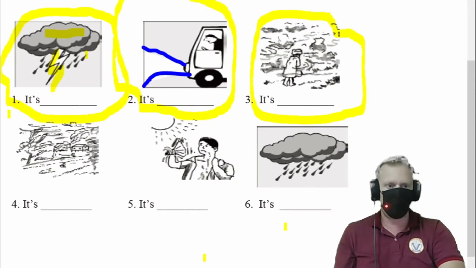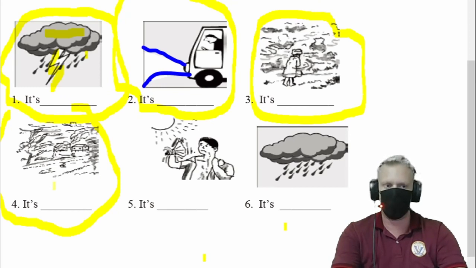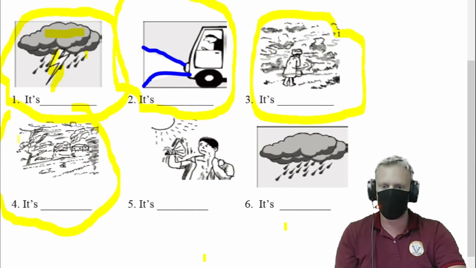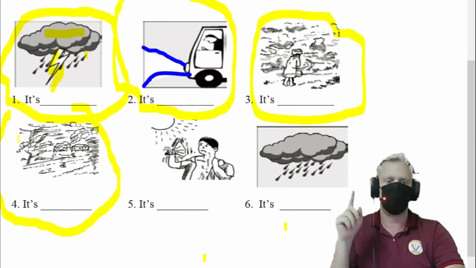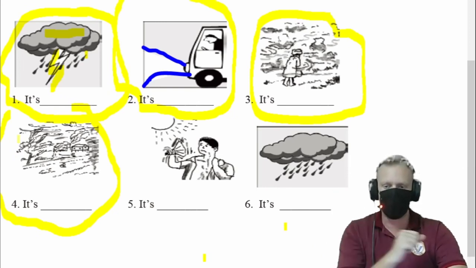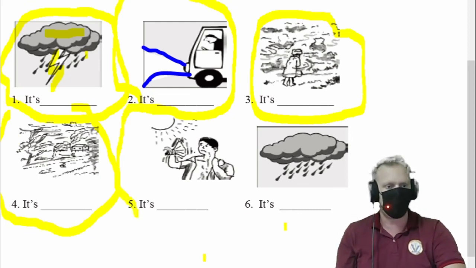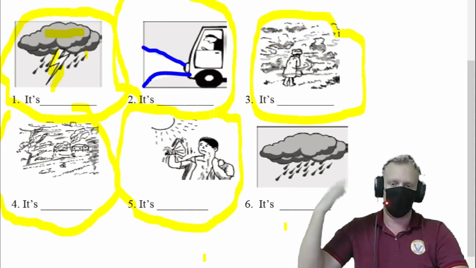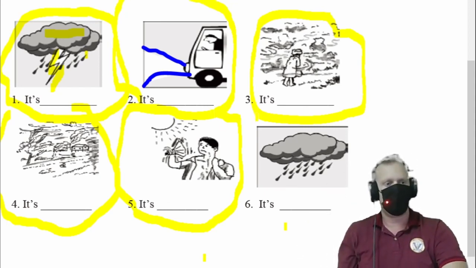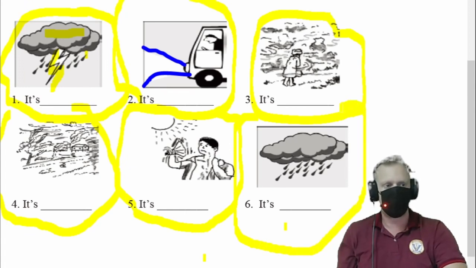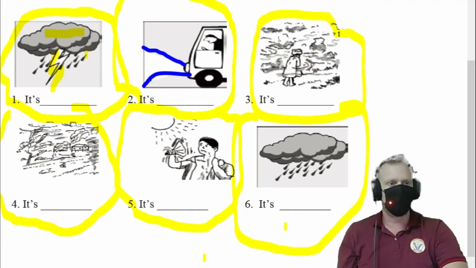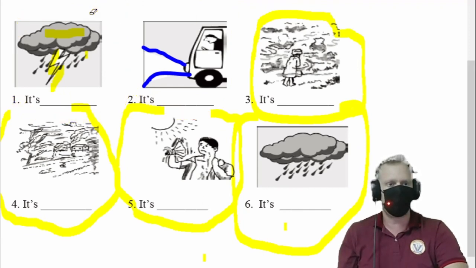Okay, picture number 4. Well, you can see a lot of trees bent over and what looks like wind. So, picture number 4, it's windy. Okay, picture number 5. Oh, this one is easy. It's hot. Yes, that's right. And picture number 6, it's rainy. Yes, that's right. So those are the 6 picture answers.